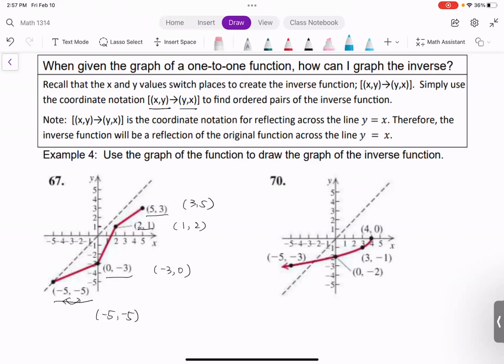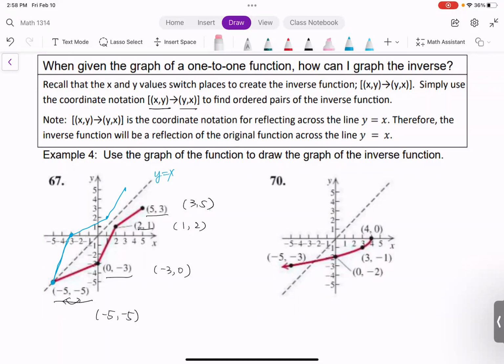So -5, 5, yes, still this point. -3, 0 is here. 1, 2, okay, 1, 2 here. 3, 5 here. Then we line them up. This is the inverse function, and you see it's symmetrical along y equals x. So let's see the next one.